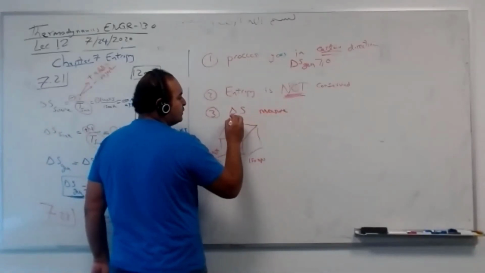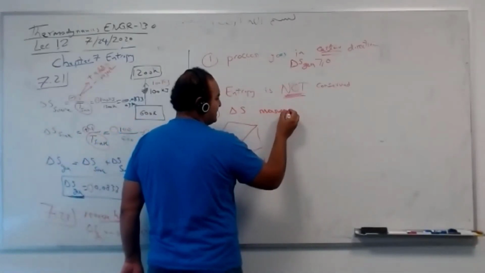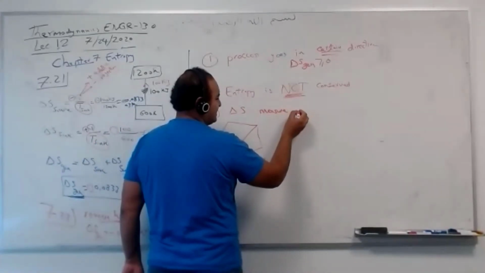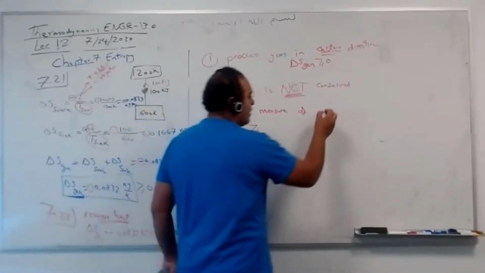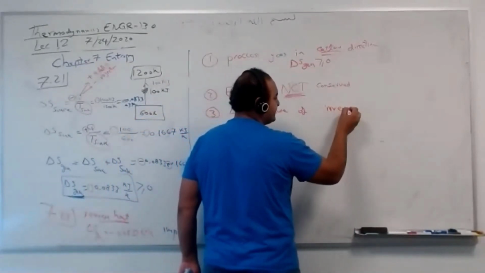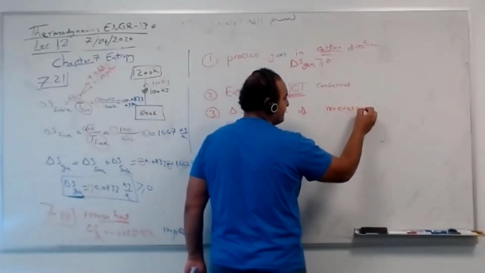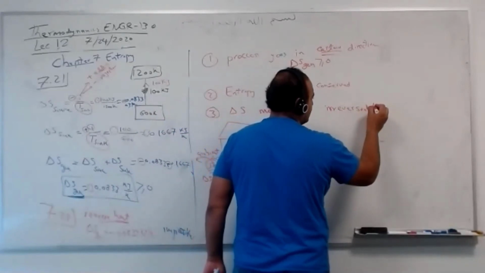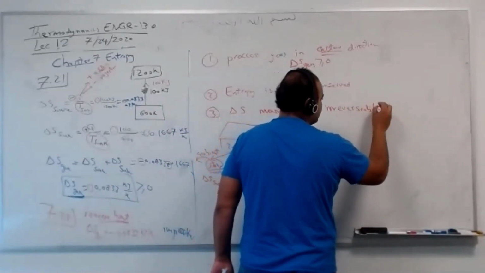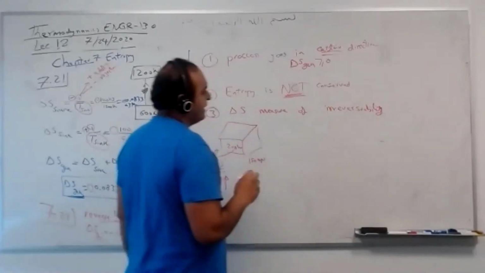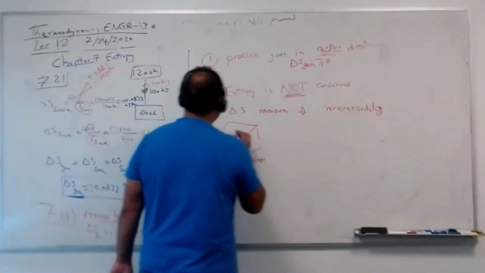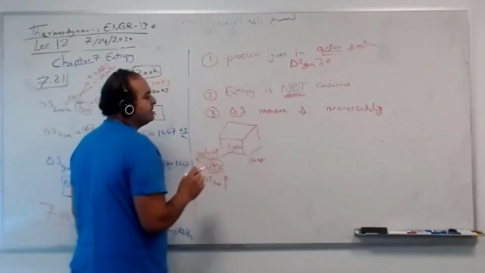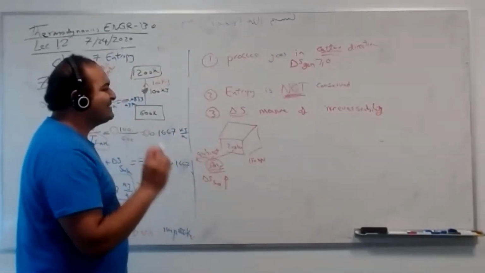So delta S is a measurement of irreversibility. Sometimes irreversibility, this is RR, double R. So we use delta S to measure irreversibility. We wish we have 0 delta S.